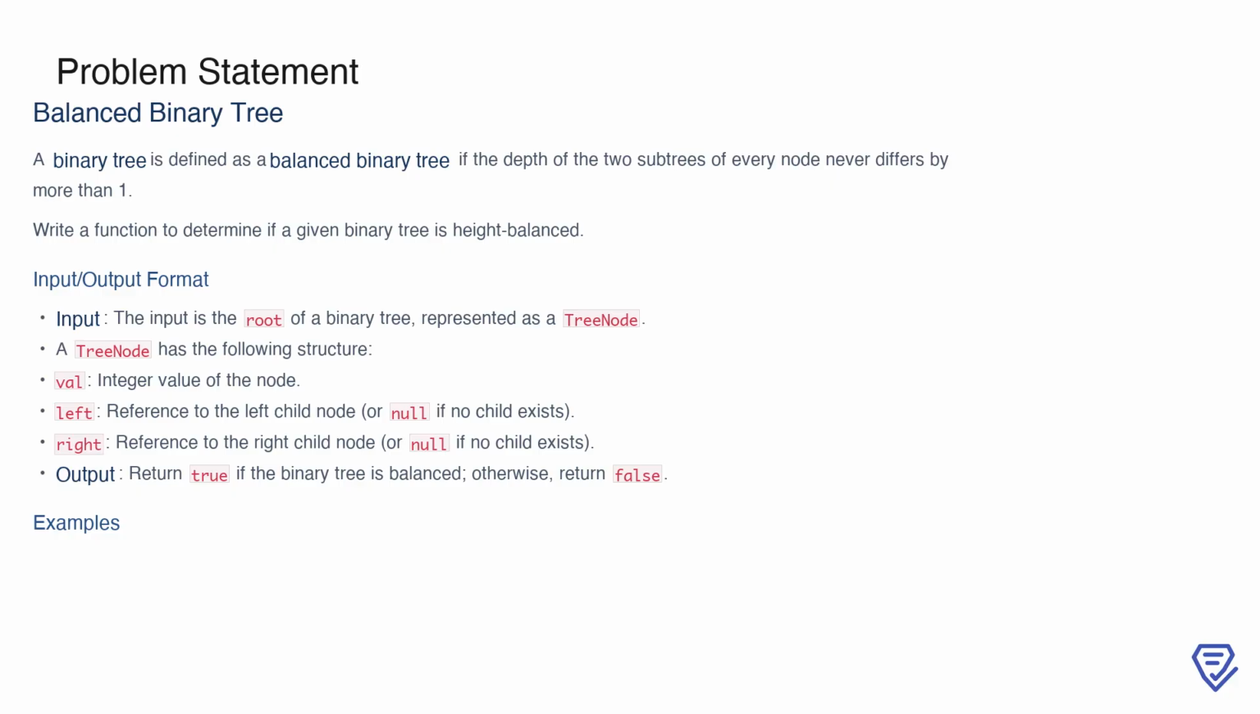The input is represented as a tree node, which includes properties like the node's value, a reference to its left child node, and a reference to its right child node. The output of the function will depend on whether the depth condition is satisfied throughout the entire tree. Now, let's explore some examples to better understand the problem.